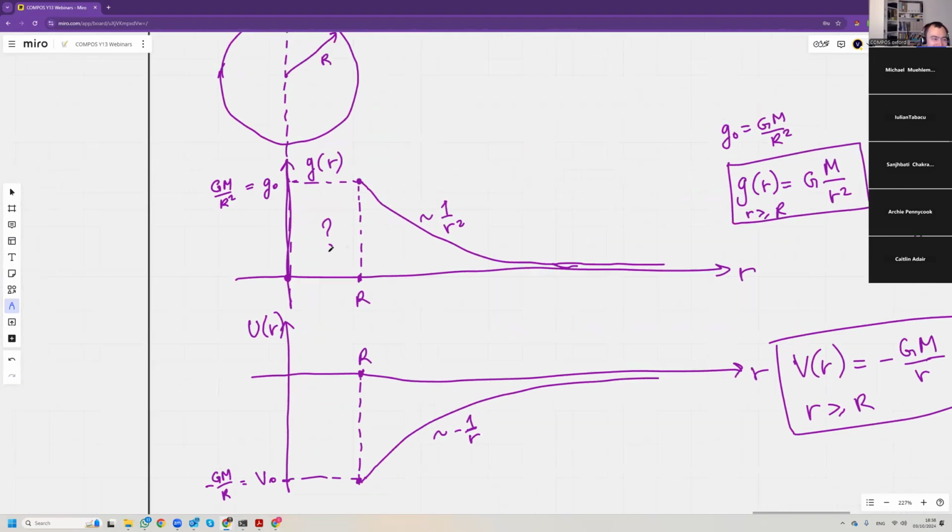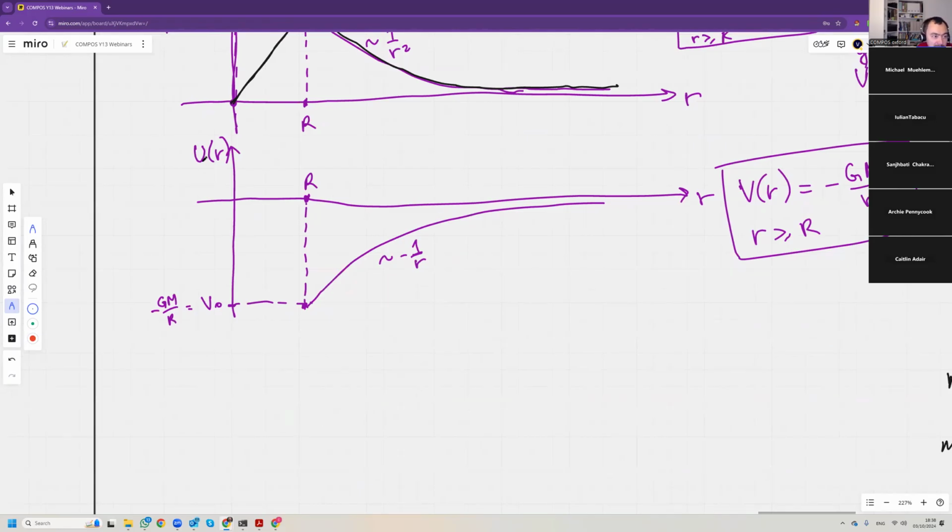I was really pleasantly surprised when I learned this when I was your age. So yeah, inside the planet, the gravitational field is that. So this is the relationship for a gravitational field with respect to the distance from the center of the planet.